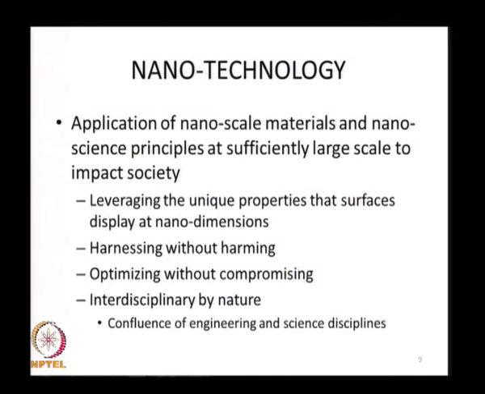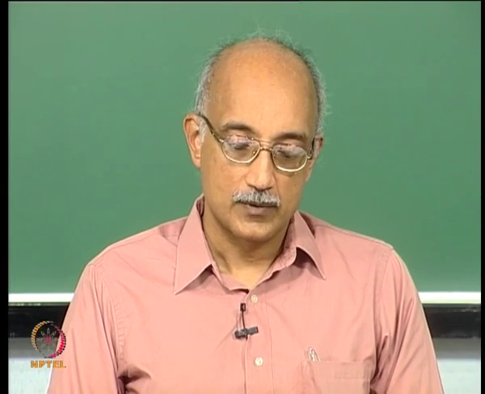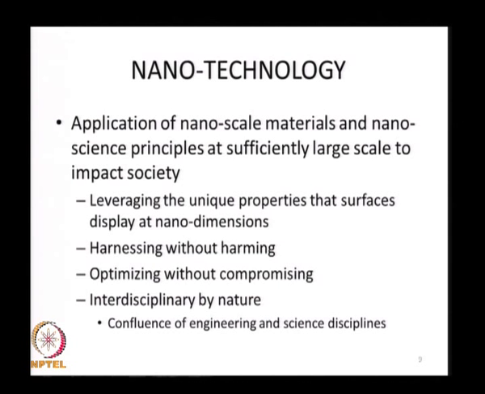Optimizing without compromising. As a technologist, someone who is trying to do scale up to large volumes, your focus should always be on optimizing the process in order to get maximum throughput at highest quality with minimum energy expenditure at minimum cost and so on. But at the same time, you want to do this without compromising the functionality of the nanomaterial you are making. You do not try to cut cost by truncating the usefulness of the nanomaterial. So, that is again part of nanotechnology.